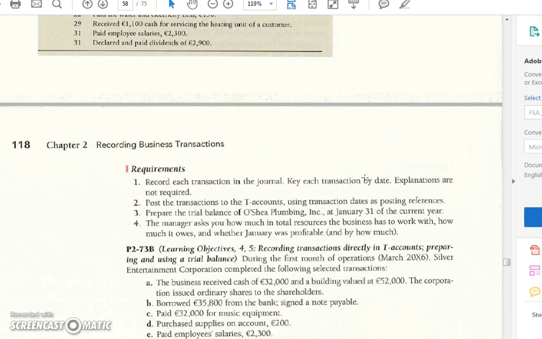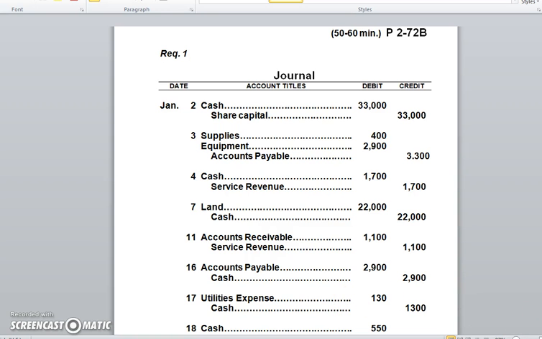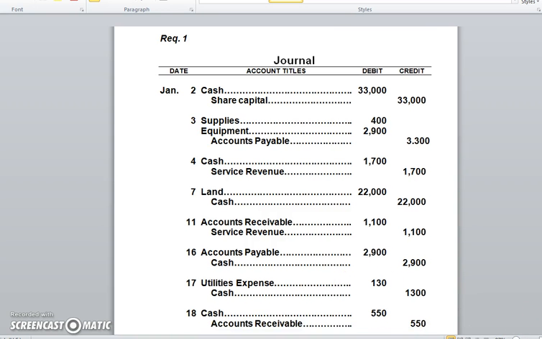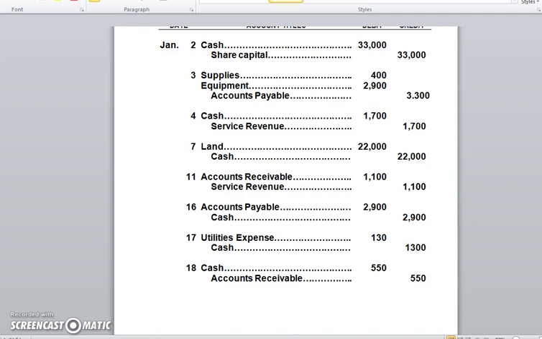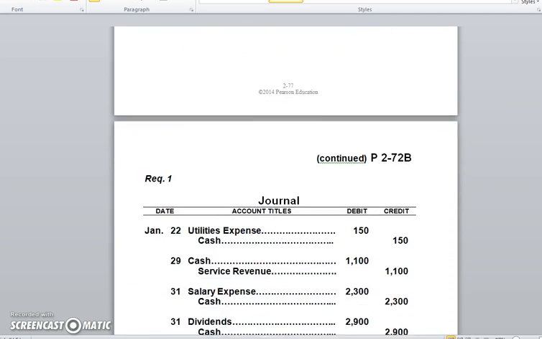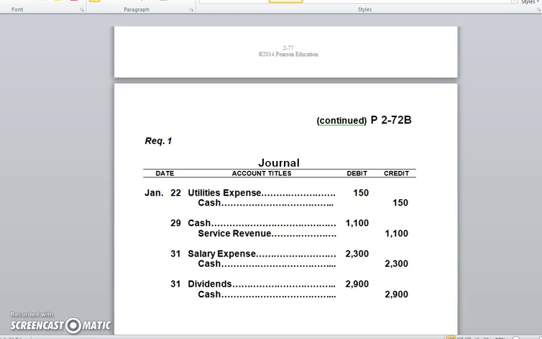And so using the transaction dates as posting references to the T accounts, then prepare a trial balance. So the fourth one is what kind of resources does the business have to work with, how much does O'Shea owe, and was January profitable? Let's take a peek. Here's the general journal, and as you can see, no explanation necessary. And here it is, the rest of the journal, because a lot of things happened in that month. They obviously made profit because there were dividends paid out.